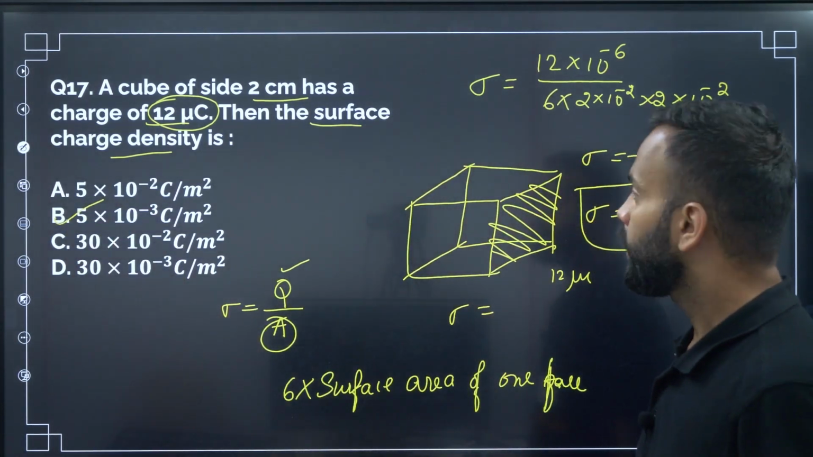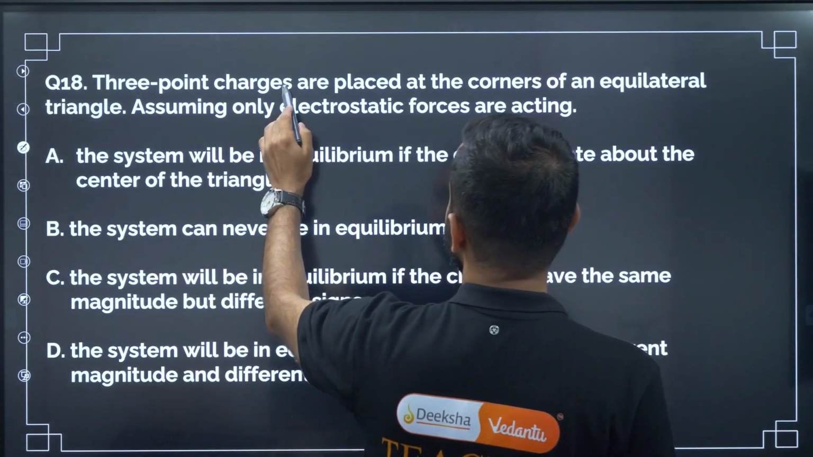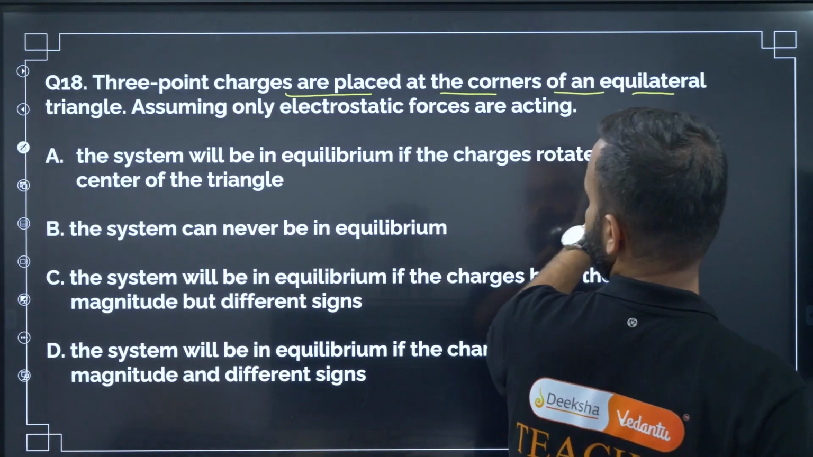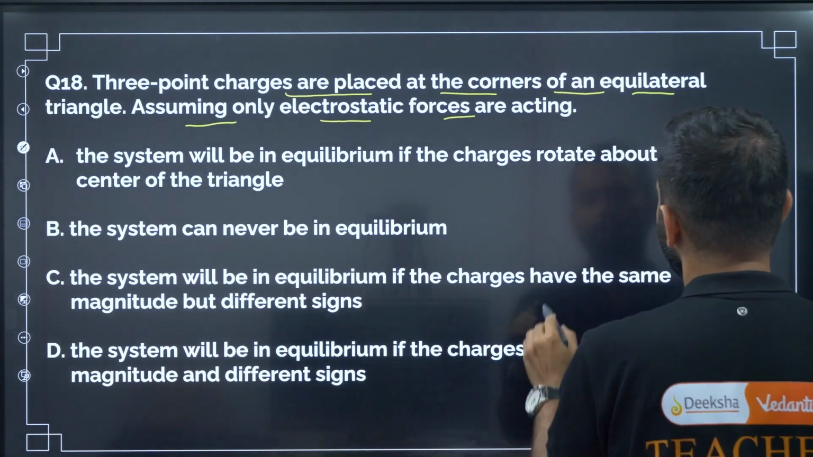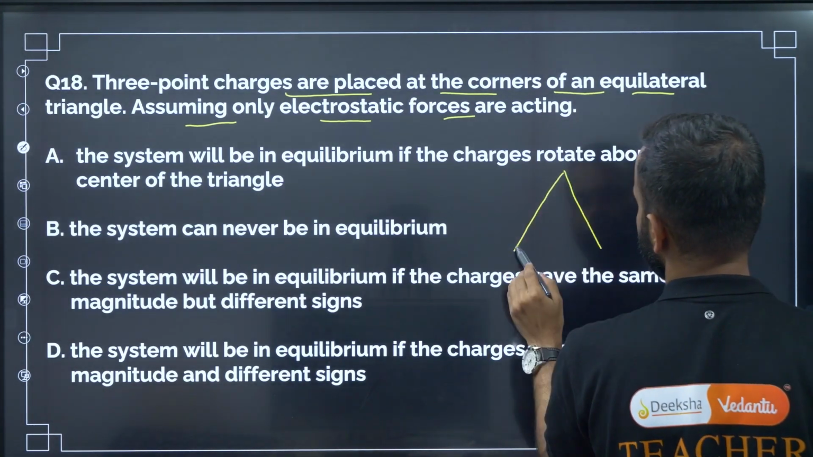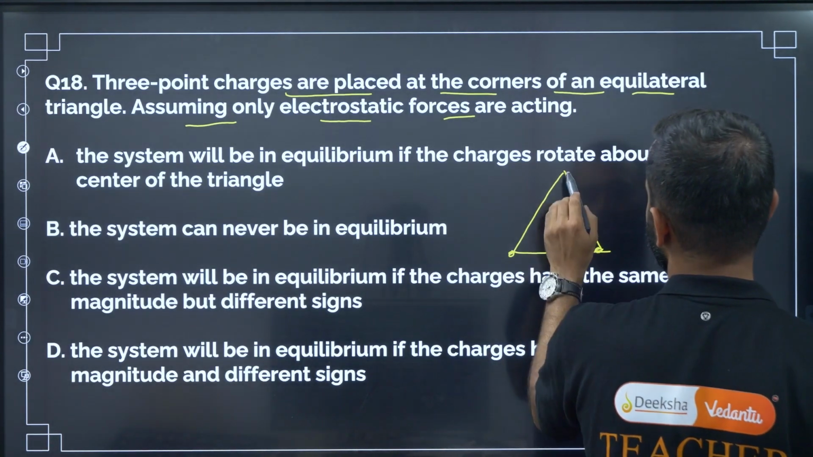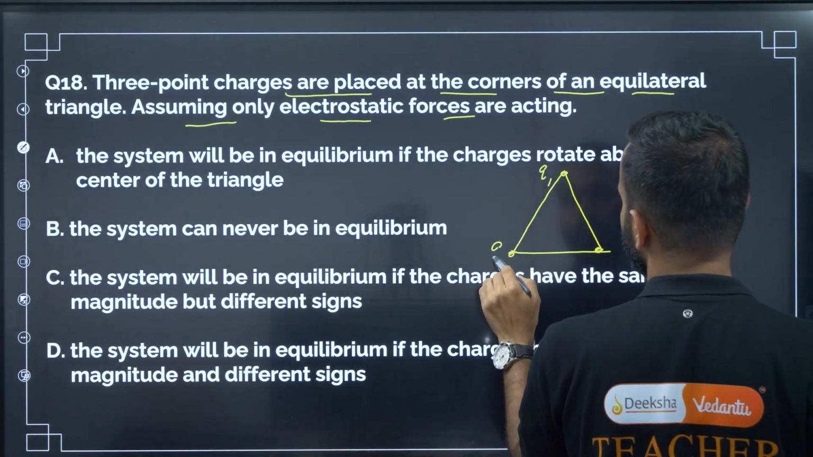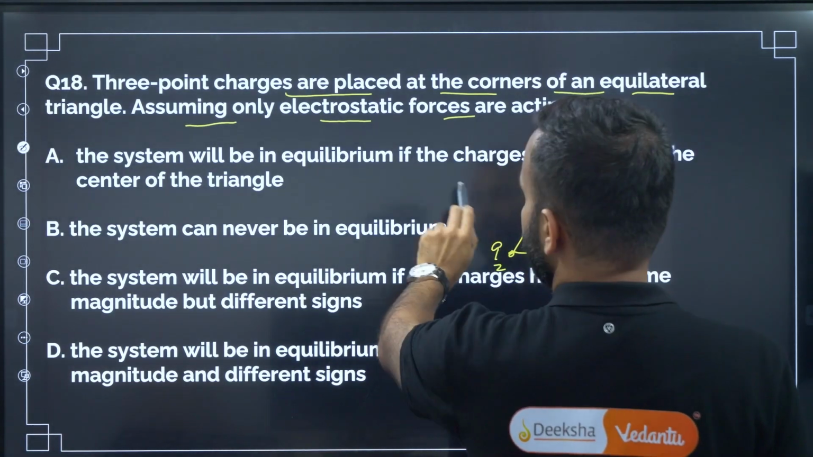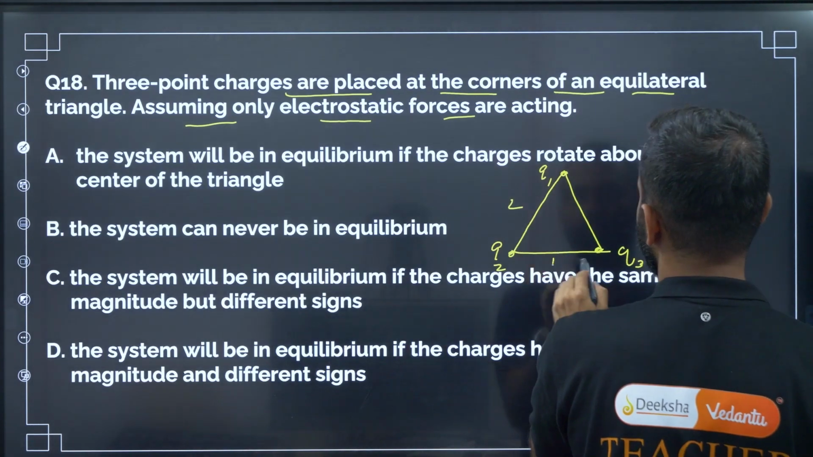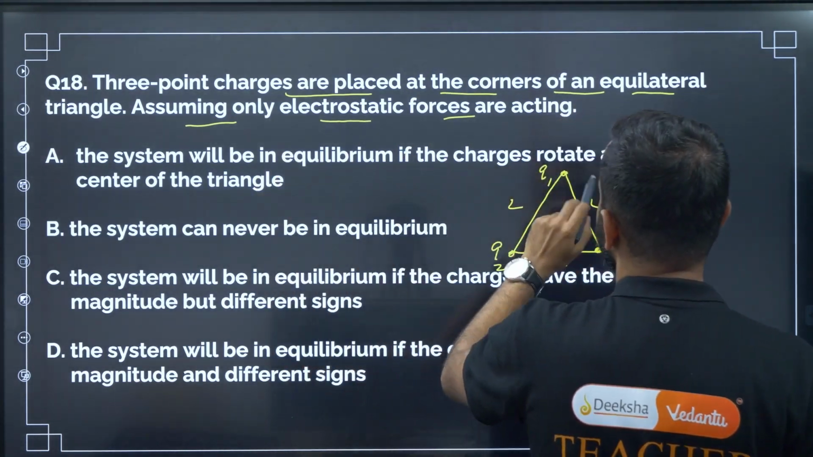Okay, understood? Next question, question number 18. 3-point charges are placed at the corners of an equilateral triangle, assuming only electrostatic forces are acting. So here 3-point charges Q1, Q2, Q3 are placed at the corners of an equilateral triangle, with sides L, L and L. Assuming only electrostatic forces are acting.